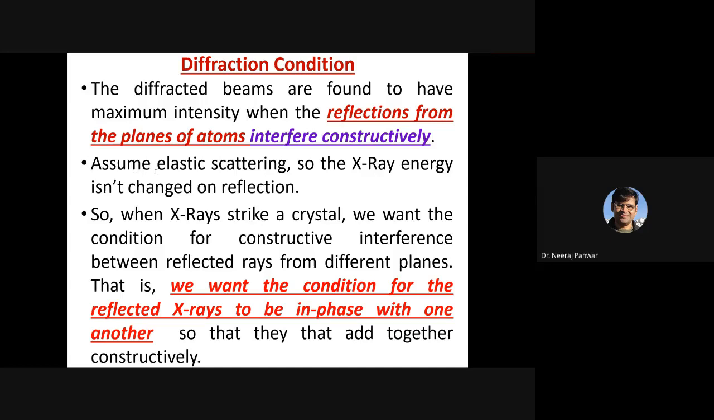We also assume that the X-ray makes elastic scattering with the atoms, so that the energy of the X-ray does not change after reflection. So when X-rays strike a crystal, we want the condition for constructive interference between reflected rays from different planes. That is, we want the condition for the reflected X-rays to be in phase with one another, so that they add together constructively.